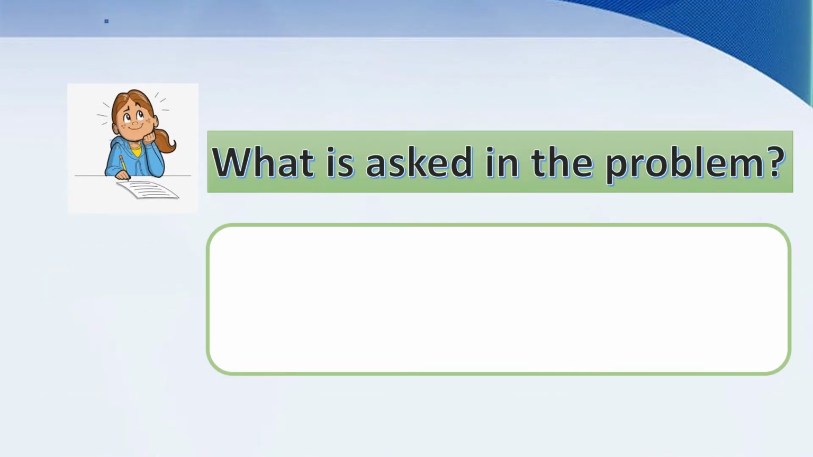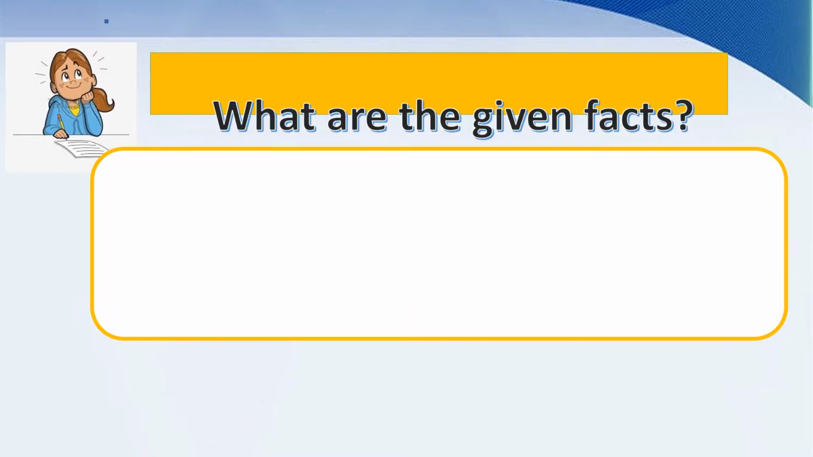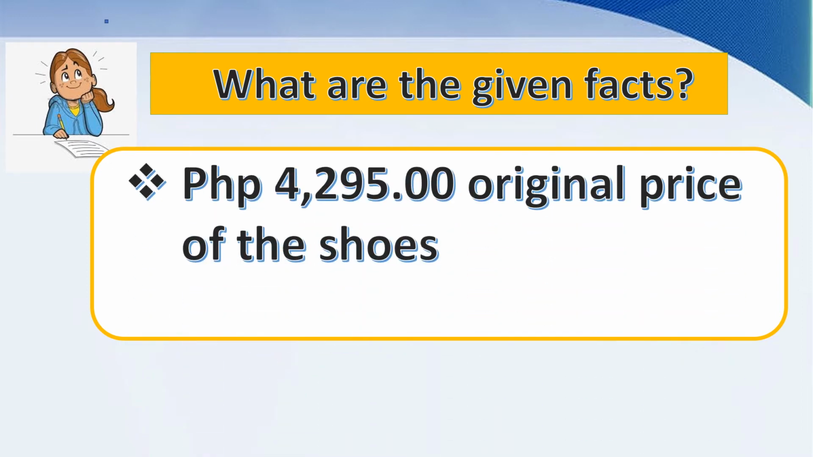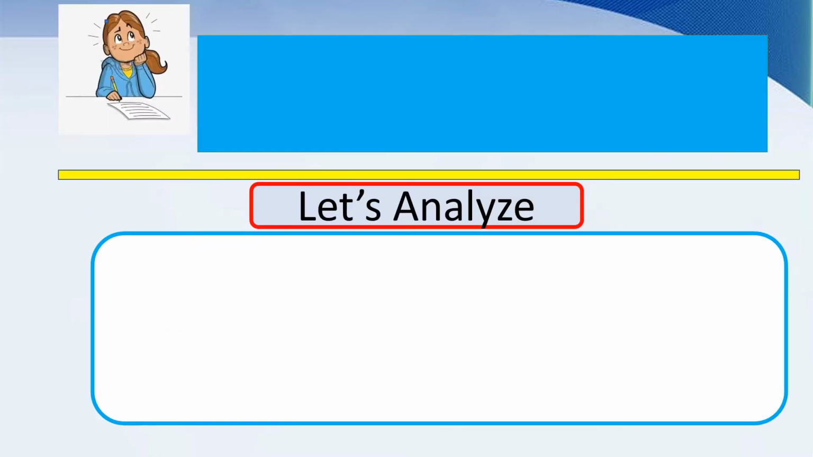Kids, what is asked in the problem? If your answer is, how much will Jane save if she will buy the shoes? You are correct. How about the given facts? If your answers are 4,295 pesos as the original price of the shoes and 20% discount, you are perfect.